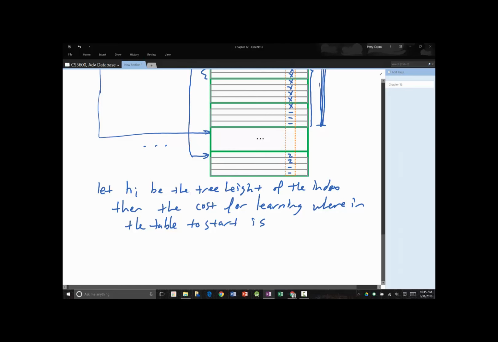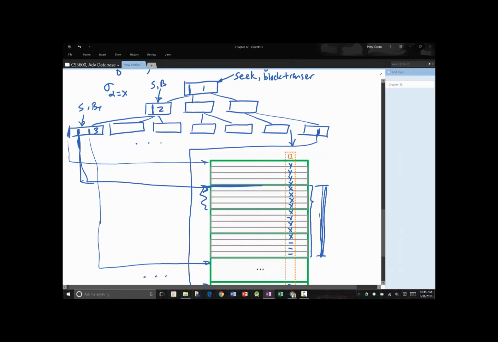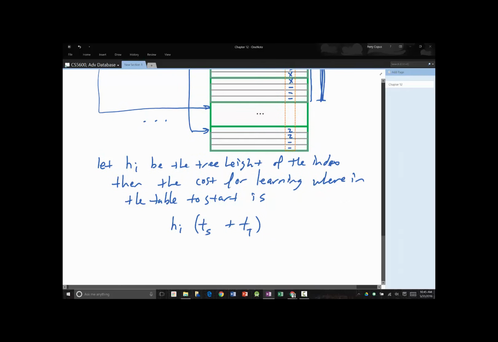Is h sub I, that's the height of the tree, times the time that it takes for a seek plus the time that it takes for a block transfer. Why? Because for each level of the tree, I'm going to have 1 seek and 1 block transfer. For this level, 1 seek, 1 block transfer to load this one, right? For this level, 1 seek, 1 block transfer. So h sub I times t sub s plus t sub t. Very simple, okay?